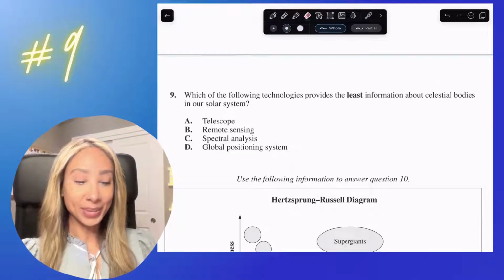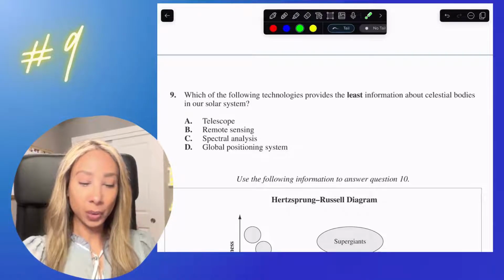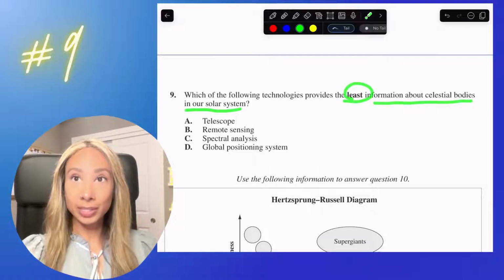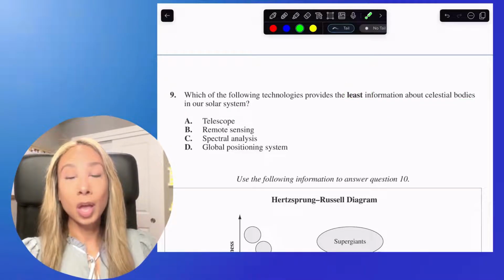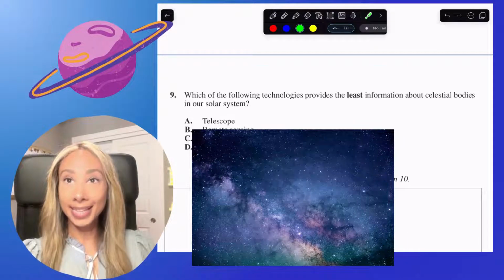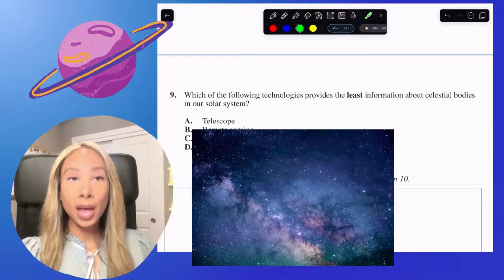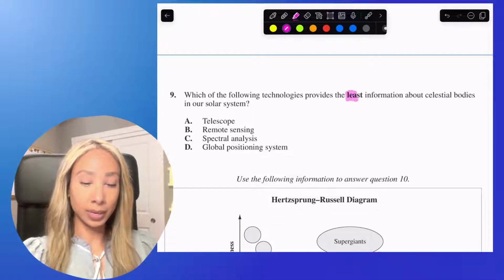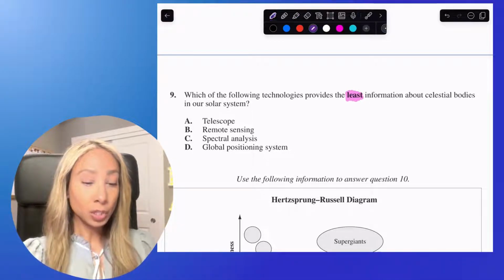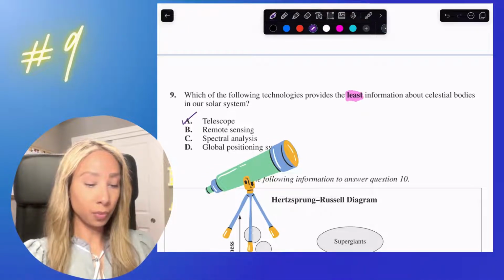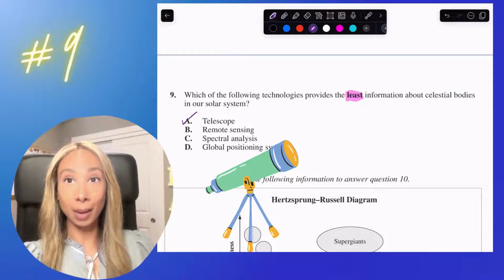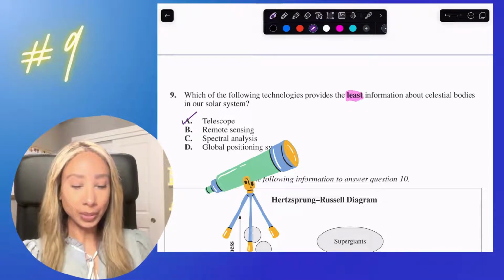Okay, number 9. So with number 9, we want to know which of the following technologies provides the least information about celestial bodies in our solar system. So celestial bodies are going to be our planets, our stars, our nebulas, anything that's kind of around our solar system. And the key thing with this one is we do want to find the one that gives us the least amount of information. So a telescope, we've been using that one for a very long time. A telescope is going to give us a lot of information about what's happening around our solar system.